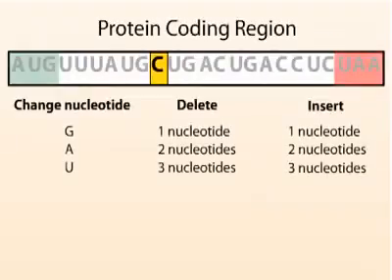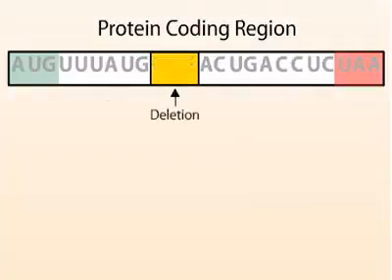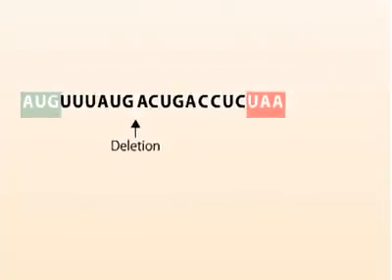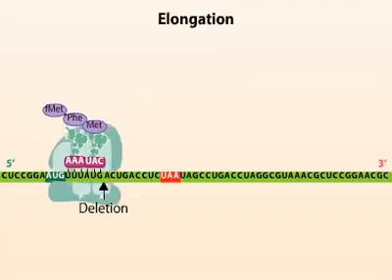What happens if we delete 3 nucleotides? In this example, the deletion of 3 nucleotides preserves the original reading frame, but results in the deletion of 1 amino acid. The resulting mutant polypeptide may or may not be functional.